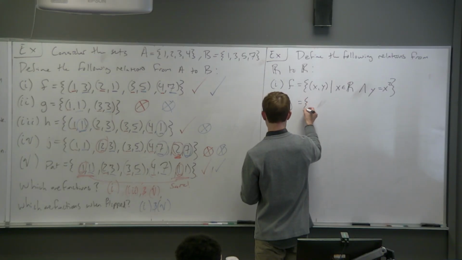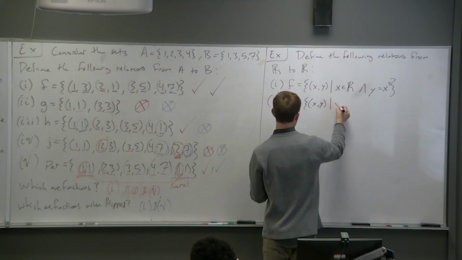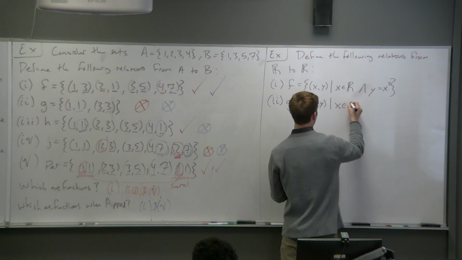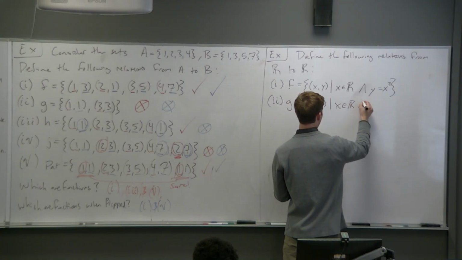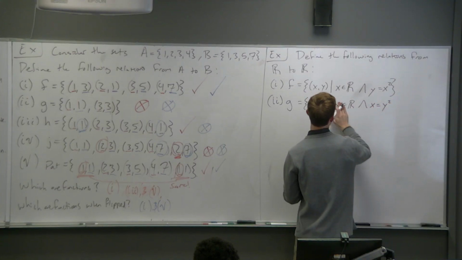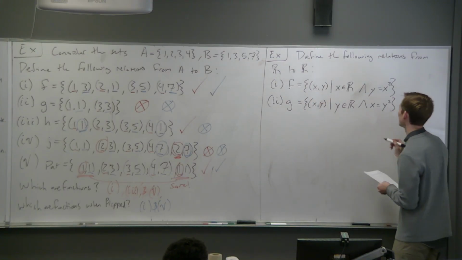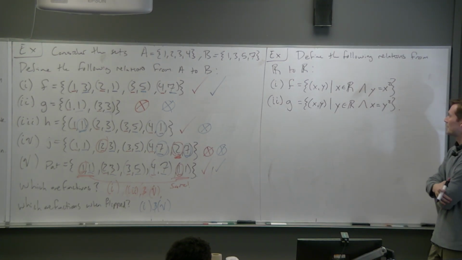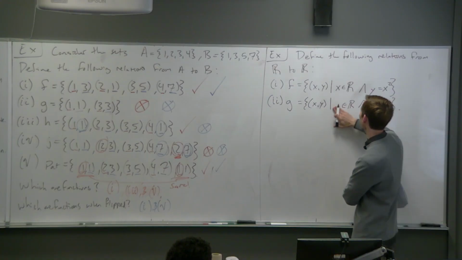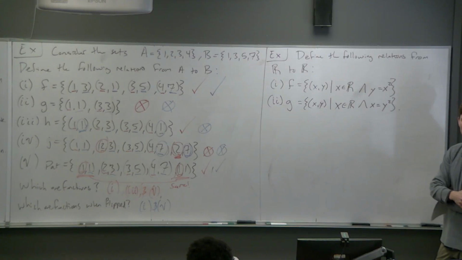What about, say, g? Let's just do it the other way. The x's and y's such that x is in R and x is equal to y squared. Maybe I should even say y is in R. How about that? And x is equal to y squared. Let's just do that. Yeah, there we go. Because that tells us what y we'll get.